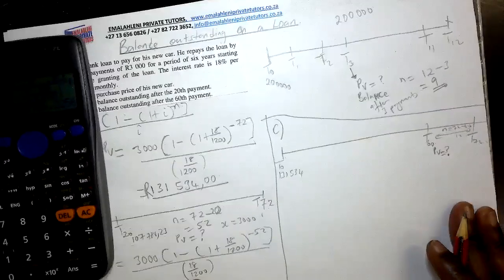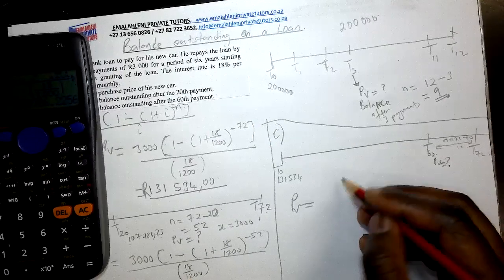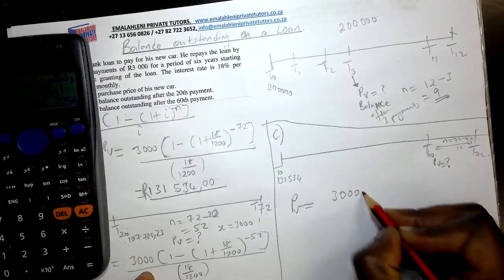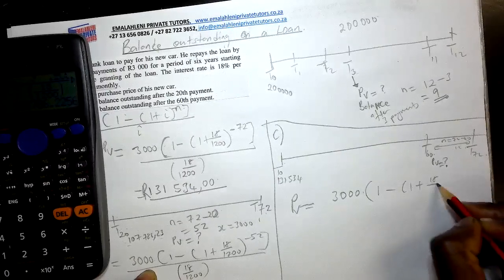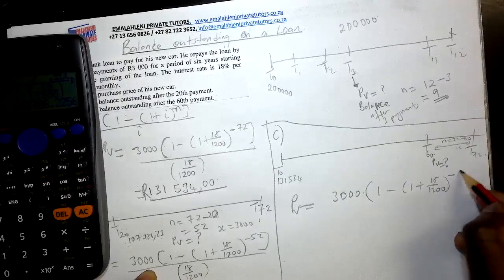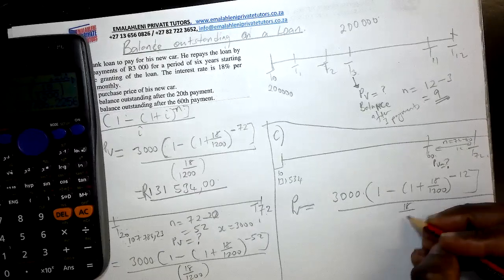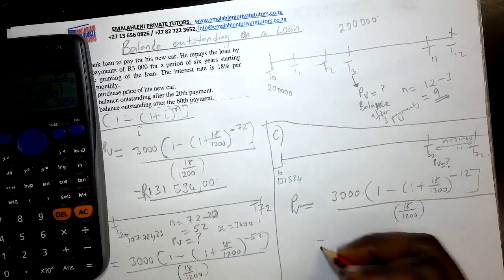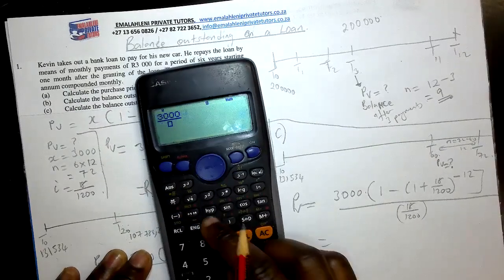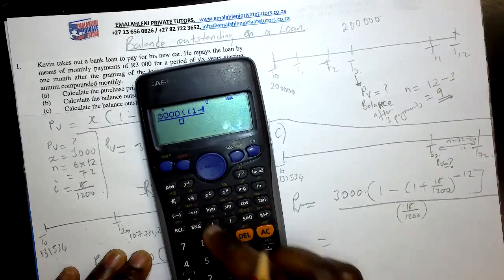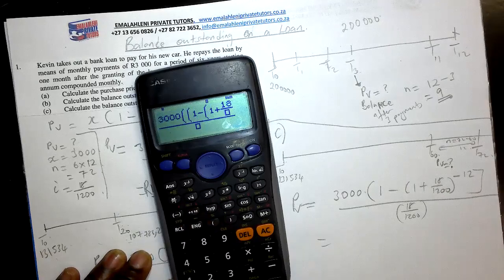Then what do we do after that? We're going to say PV is equal to our 3,000 times 1 minus 1 plus 18 over 1200 to the power negative 12. That's our new N now, over 18 over 1200. We want to see how much we are owing there. We're going to say 3,000 times 1 minus 1 plus 18 over 1200.